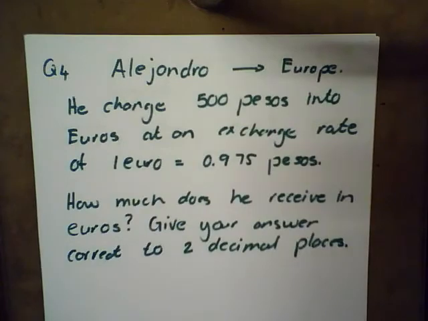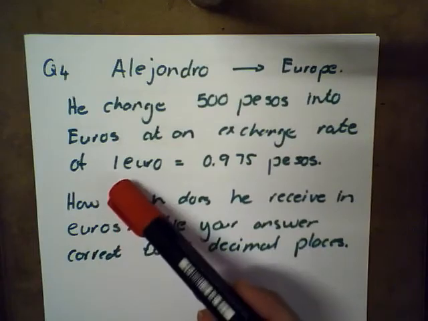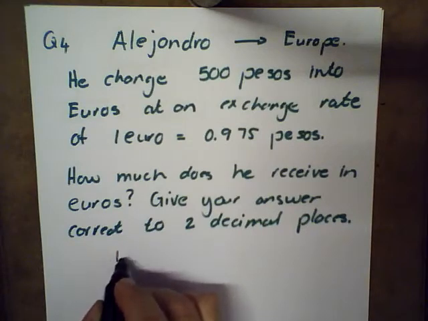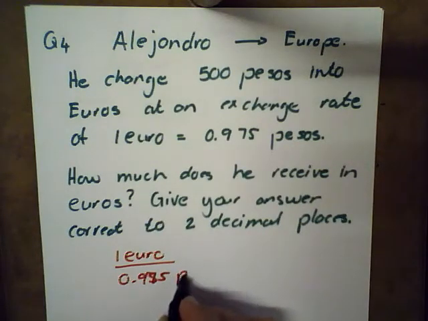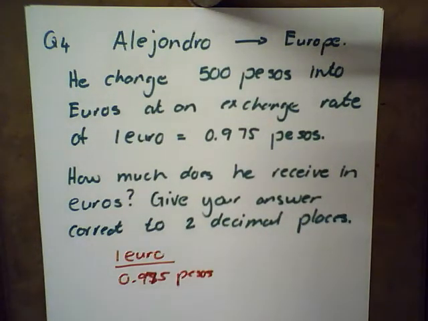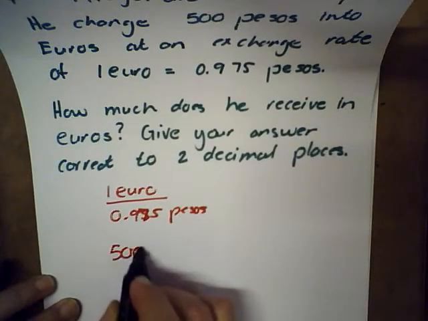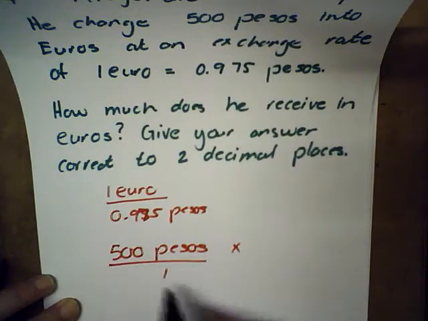Alejandro goes to Europe for a holiday. He changes 500 pesos into euros at an exchange rate of €1 per 0.9775 pesos. Okay, so that must be a 7. Okay, how much does he receive in euros? So we know that he starts off with pesos. So let me just move my paper up a bit. 500 pesos. We want pesos and pesos to cancel out, so this will become over 1.